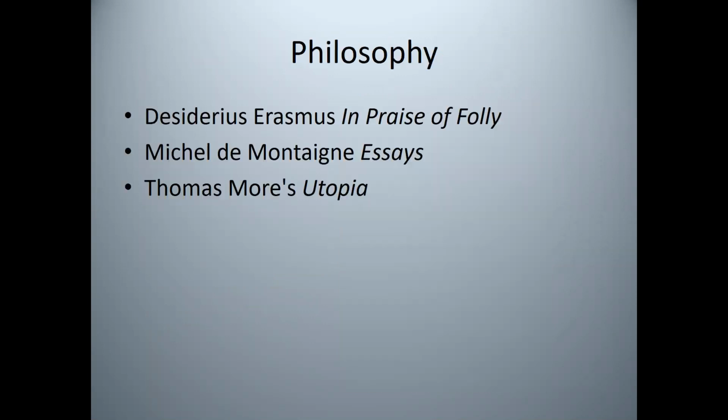The philosophy of the 16th century included a return to humanism. We will discuss 3 humanist writers: Desiderius Erasmus, who wrote the satire In Praise of Folly, Michel de Montaigne, who developed the essay form, and Thomas More, who imagined a perfect society in his Utopia.